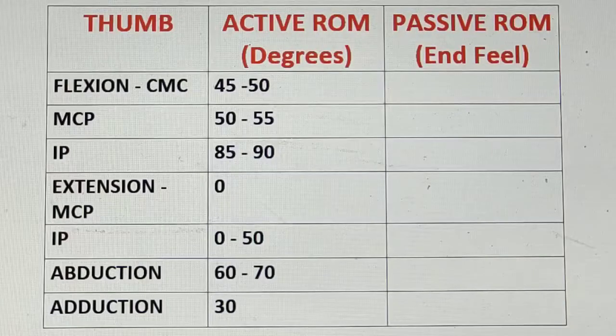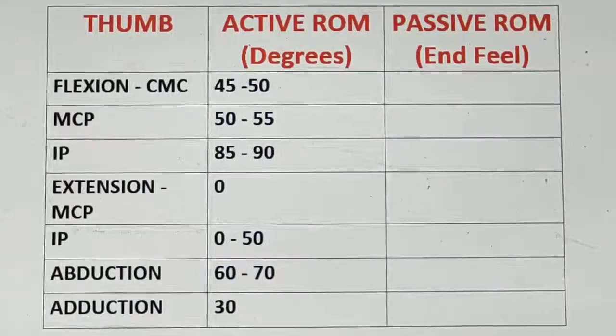Now for the extension of the interphalangeal joint of the thumb, the active range of motion in degrees is 0 to 50 degrees. Now for the abduction of the thumb joint, the active range of motion in degrees is 60 degrees to 70 degrees. And the adduction of the thumb joint, the active range of motion in degrees is 30 degrees. Here you go, guys. These are the normative values of the active range of motion in degrees for the joints of the thumb.